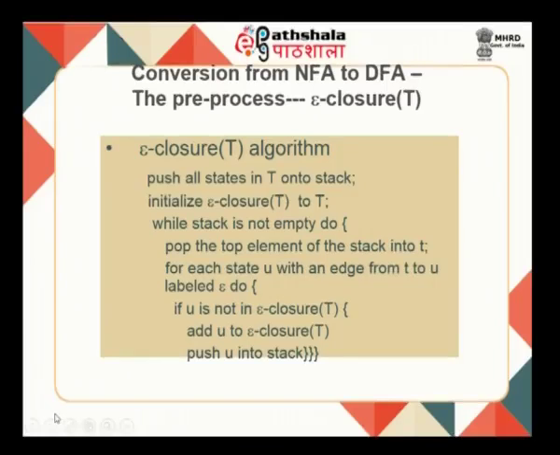So, the algorithm is what we have: push all states in T onto the stack, initialize epsilon closure of T to T, while stack is not empty, pop the top element of the stack into T, and for each state u with an edge from T to u labeled epsilon, if u is not in epsilon closure of T, add u to epsilon closure of T and push u onto the stack.